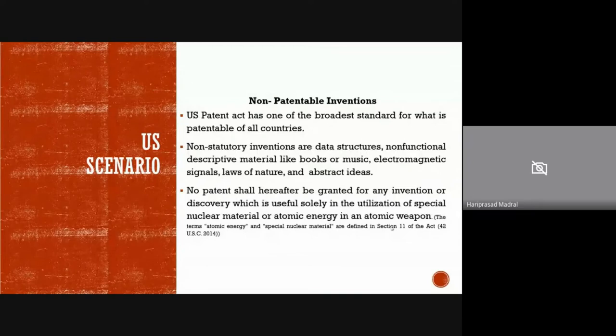According to section 11 of the Act, there is an atomic energy treaty signed by the United States with almost the maximum number of countries in the world, according to which there is one section where this particular provision is made, where inventions related to atomic energy or depending on atomic energy are not patentable. So this was the United States scenario. There are not many examples of non-patentable inventions in the United States, because it is considered one of the broadest patent laws, covering a lot of ground and trying to make sure that every idea generated on the soil of the United States can be protected using the patent law.